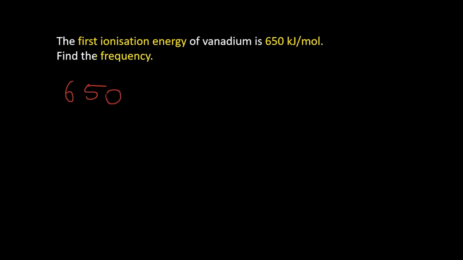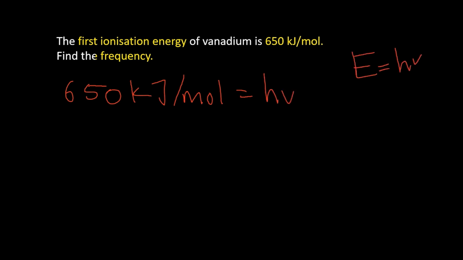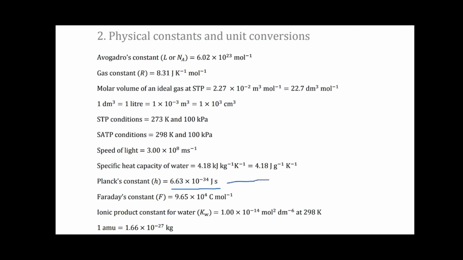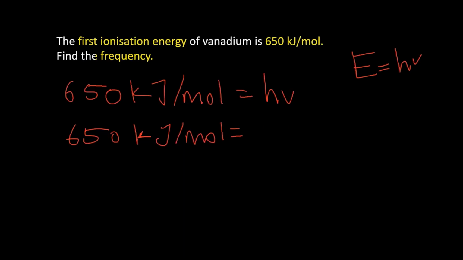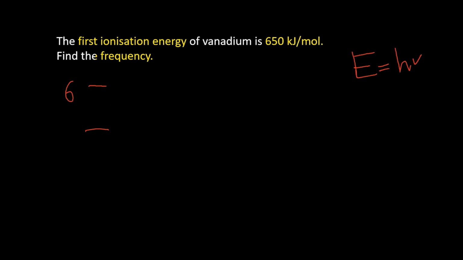We've got a question: 650 kilojoules per mole equals hν, Planck's constant and frequency. We know that is the formula, E equals hν. We have to find the frequency. So that energy, we know that Planck's constant is in the data booklet, so 6.63 times 10 to the power minus 34, times ν, frequency. Don't forget the units, joules. And as you can see, it's not similar. It's joules and that's in kilojoules per mole, so we have to change it.